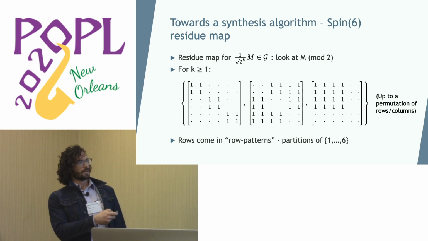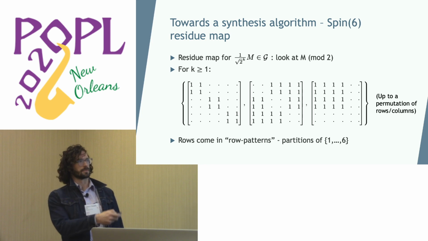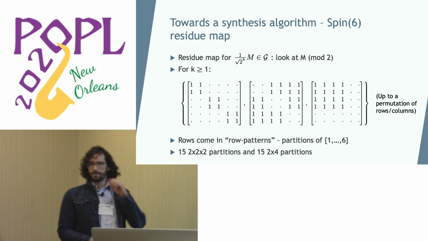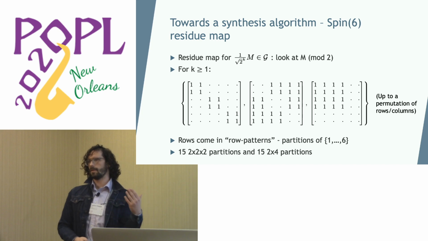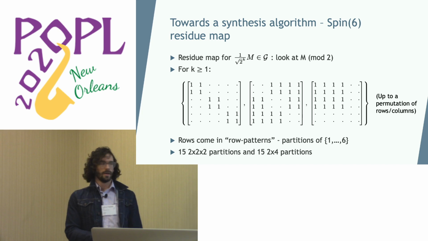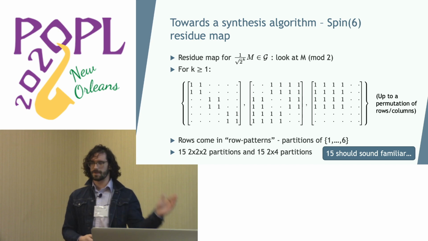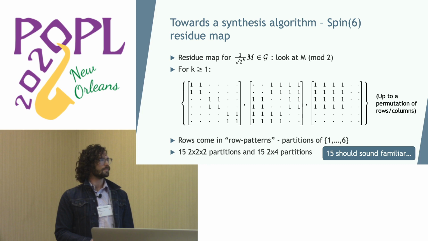So the row pattern here would be like 1, 2, 3, 4, 5, 6. Same with this one. And if you try and count out what all the possible patterns of 2 by 2 by 2 and 2 by 4 partitions are, you'll see that there are 15 of both. And so this 15 should sound familiar from something I said earlier in the talk.